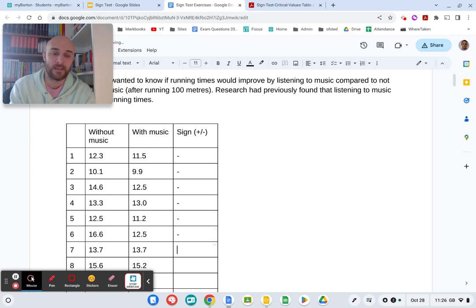They've done better. And if we get to here, number 7, they've scored this exact same score. In that case, I'd put a 0. They haven't improved, or they haven't reduced their performance, or they haven't gotten worse. So they've scored exactly the same. That's quite important.